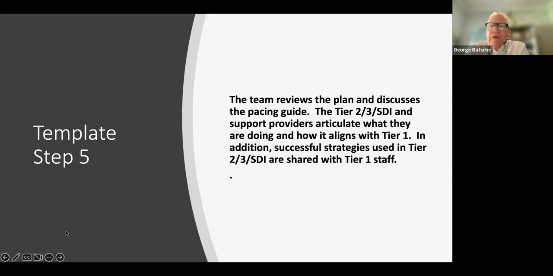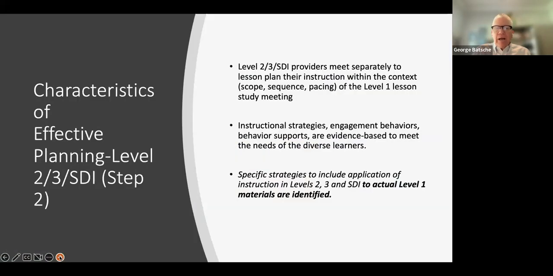Step 5. I'm going to go through this quickly, and then I'm going to ask you to have a discussion, because this is probably one of the hardest things logistically to do. So your specialized support folks articulate what you're doing and how it aligns to Tier 1. And you then want to take that Tier 1 strategy and say, here's how we're going to organize our.